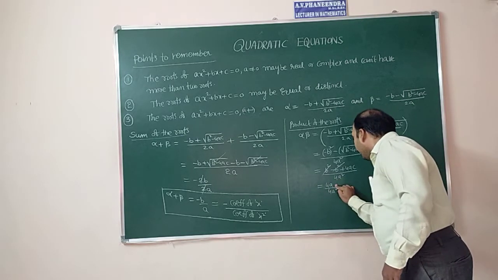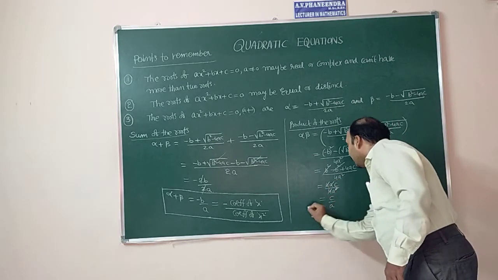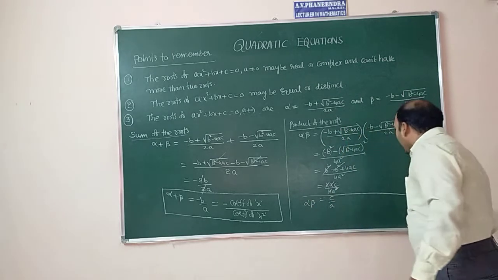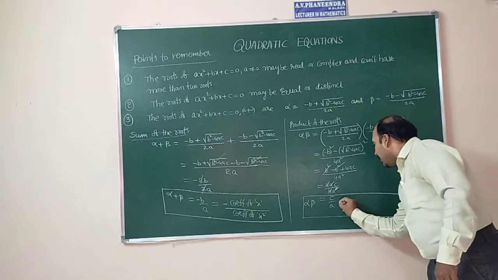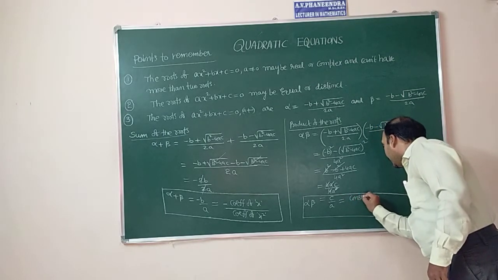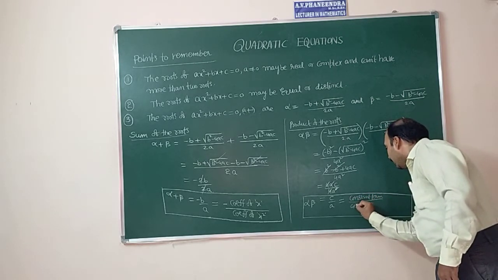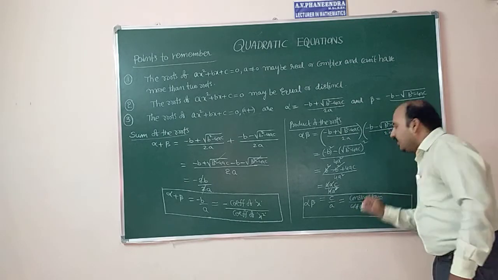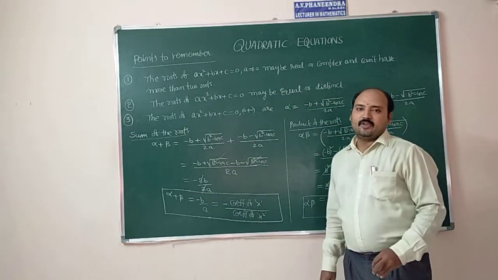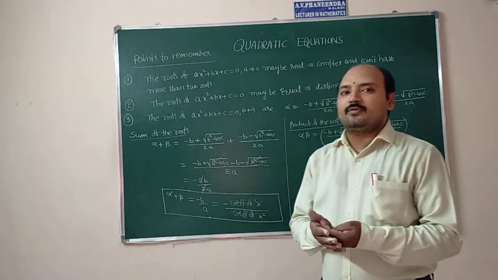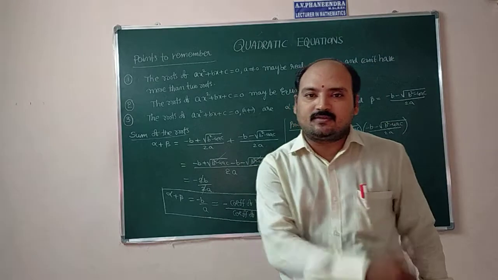So 4a cancel, which is equal to c by a. Therefore, the product of the roots alpha into beta is equal to c by a. What is c here? Constant term divided by coefficient of x square. Like this, the sum of the roots and product of the roots we will calculate, and how to express the quadratic equation whose roots are alpha comma beta, that form we will discuss.